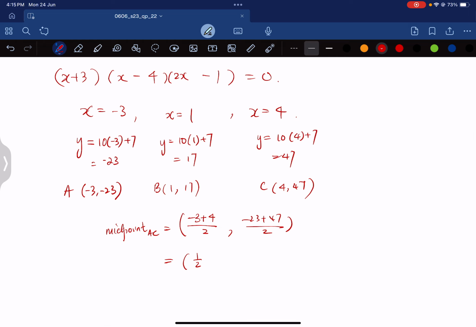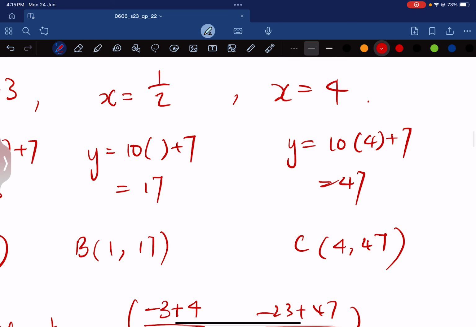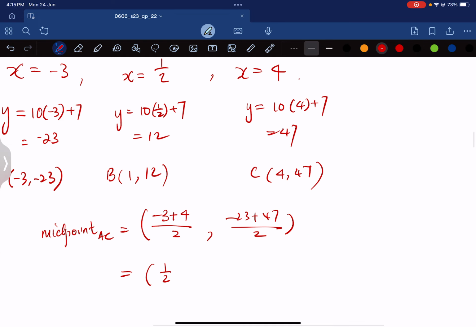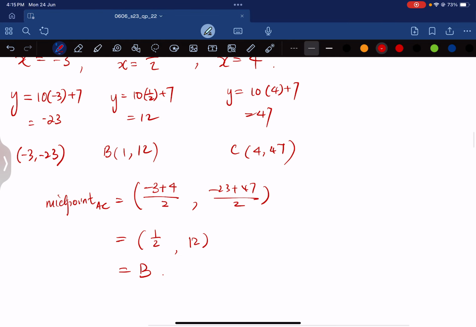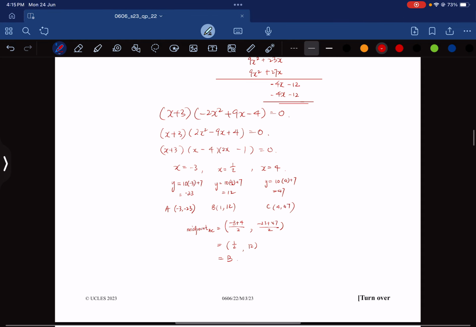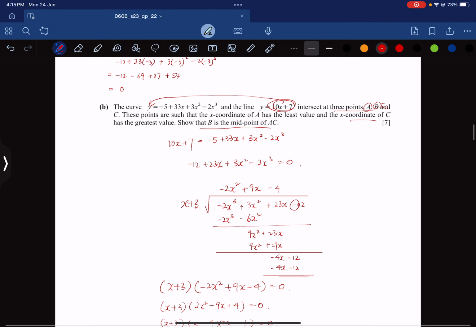All right, no, this is not 1, right? This is 1/2. The mistake is here. 1/2 times 5 is 12. Okay, and then this would be what? 47 minus 23 will be 24, divided by 2. Yes, indeed 12, right? Which is B. Yeah, we prove that it is indeed B.